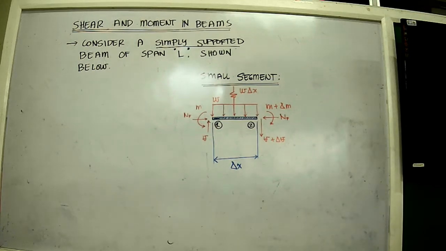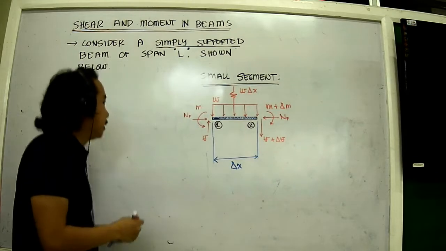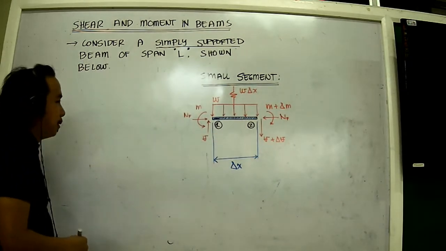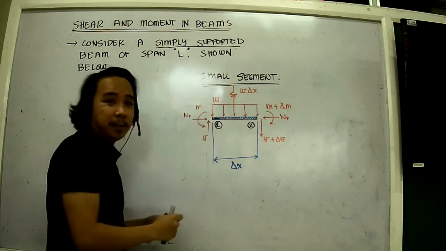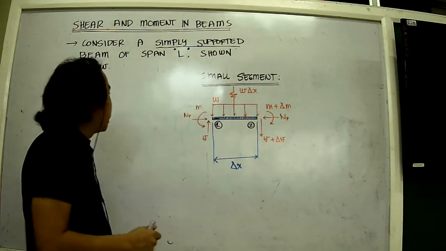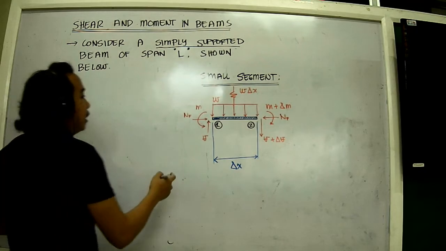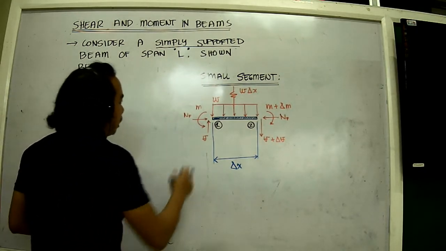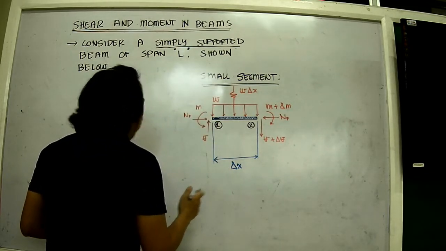Okay, so to continue our derivation, we have this figure. This small segment is not moving, so in essence it obeys the laws of statics. We can invoke the equilibrium equations here, so as to derive some relationships between load, moment, and shear.